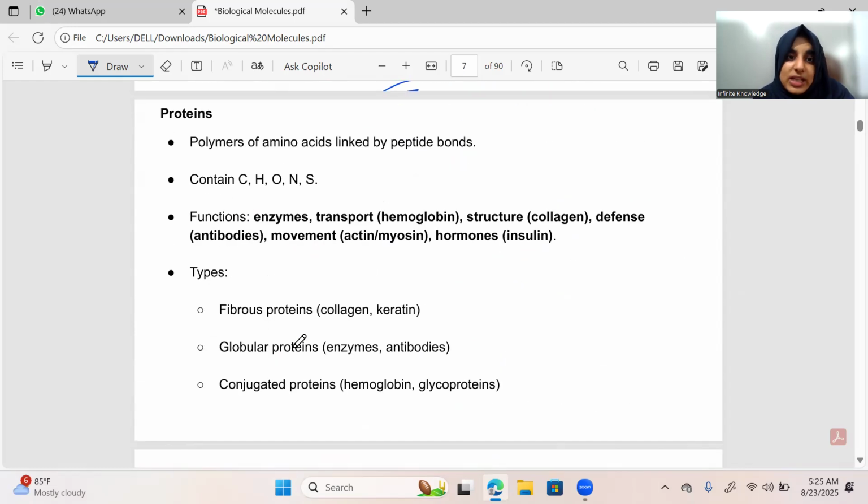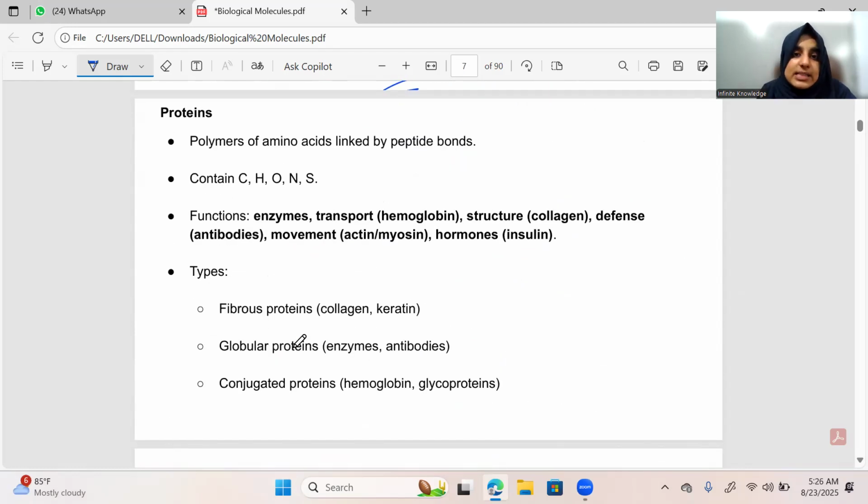Next, we move on to proteins. Proteins are polymers of amino acids linked together by peptide bonds. Now, what are proteins made up of? Obviously, they are made up of carbon and hydrogen, right? Then we have oxygen, nitrogen, and sulfur as well, right?